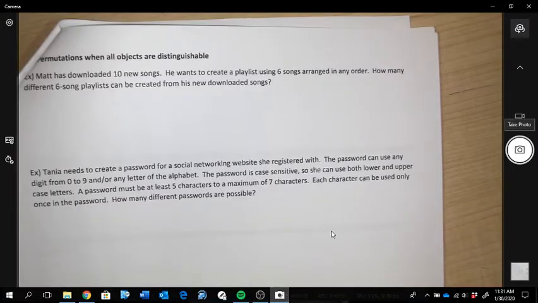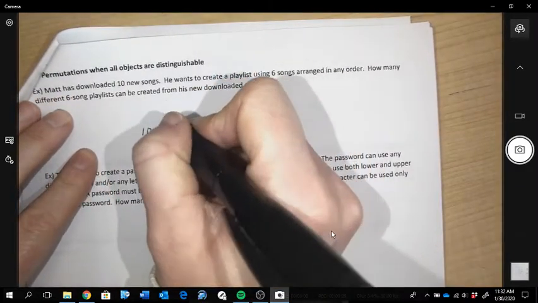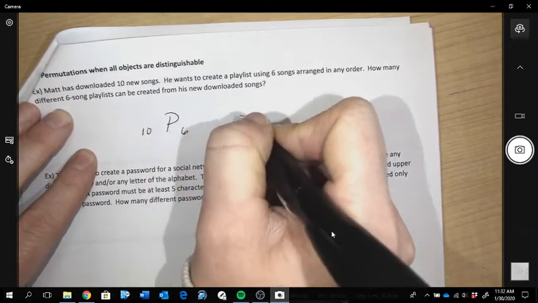Okay, we're going to talk more about permutations now with rearranging objects. So here's some examples. Matt has downloaded 10 songs. He wants to create a playlist using 6 in any order. So how many different 6-song playlists can he create with his downloaded songs? So we're trying to arrange 6 in different orders. So this is a permutation. So I'm going to take the 10 songs and I'm going to permutate 6 songs around.